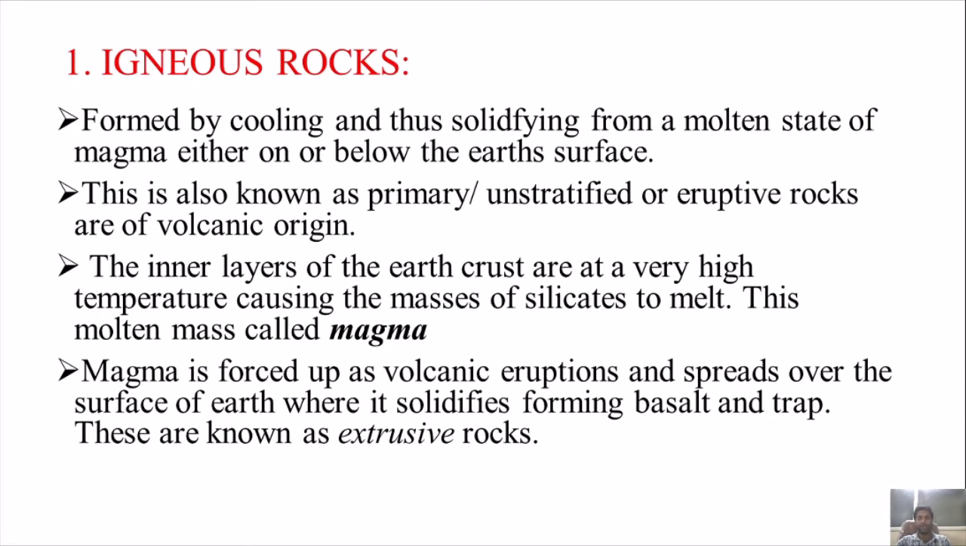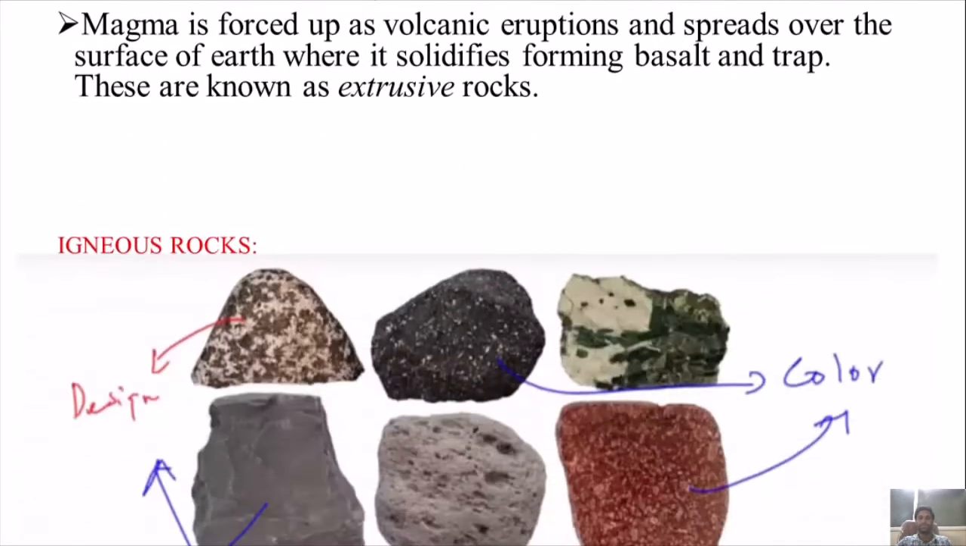So magma is forced up as a volcanic eruption and spreads over the surface of the earth, where it solidifies, forming basalt or trap. These are known as extrusive rocks. This molten material comes out of the earth and solidifies on the surface of the earth through volcanic eruptions. That is said to be basalt or trap. It forms a rock on the surface of the earth by cooling suddenly. These are called extrusive rocks. Intrusive means that below the earth surface this molten material solidifies, and that is said to be intrusive rock.